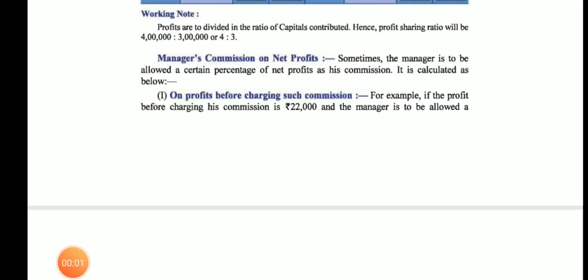Good morning, students. Today we are going to start one new topic, that is manager commission. When we calculate the manager commission, there are two ways of calculating it.